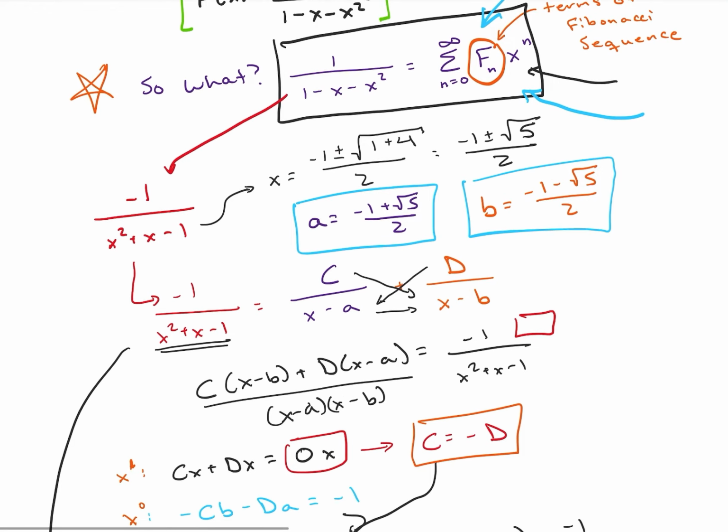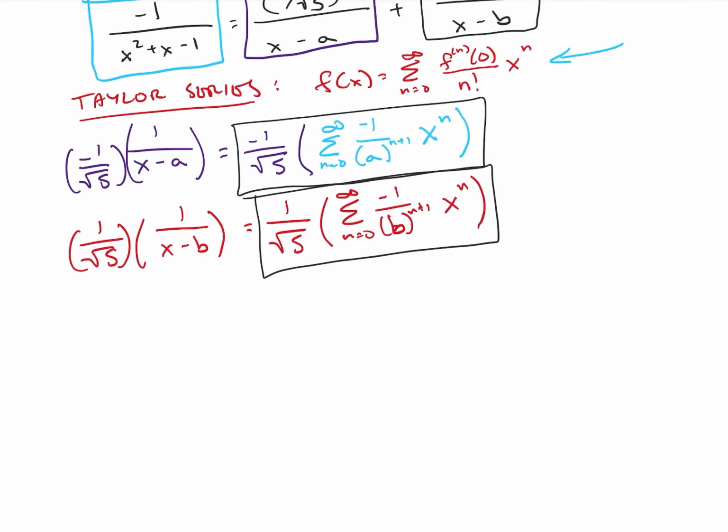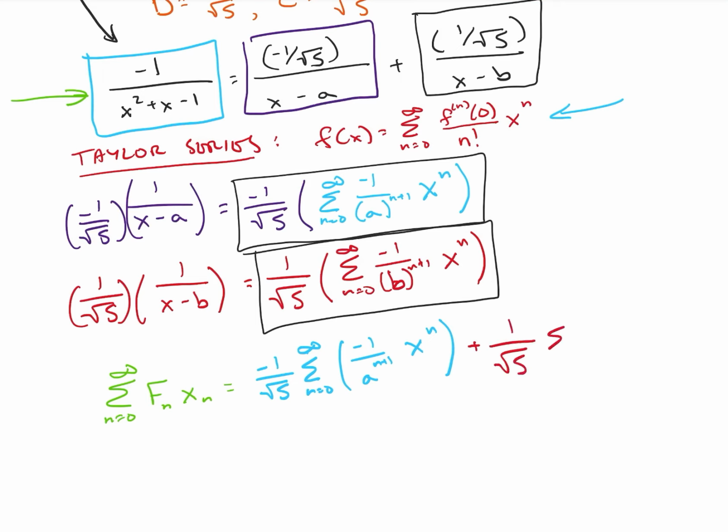So I'm going to pull down this power series up here, and what we're going to see is that I have the sum from n equals 0 to infinity of this Fibonacci term times x to the n is going to be equal to, and remember it was equal to this guy, which is equal to negative 1 over square root of 5 times the sum from n equals 0 to infinity of negative 1 over a to the n plus 1 times x to the n, plus 1 over square root of 5 times the sum from n equals 0 to infinity of negative 1 over b to the n plus 1 times x to the n.